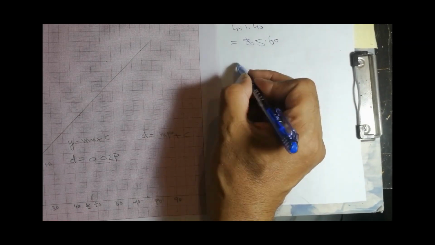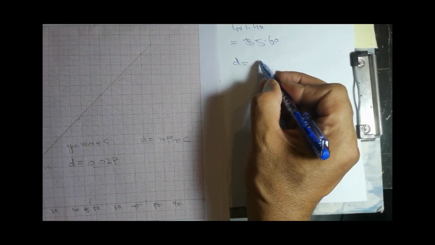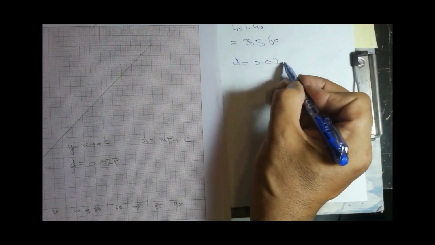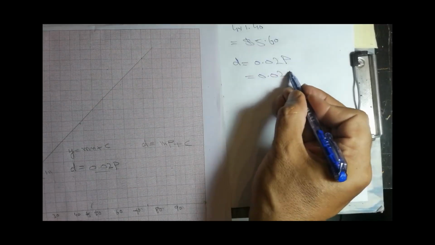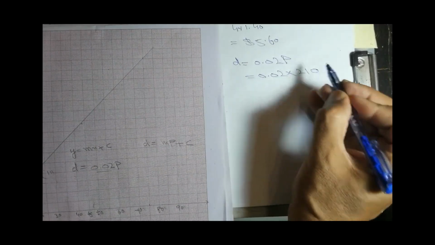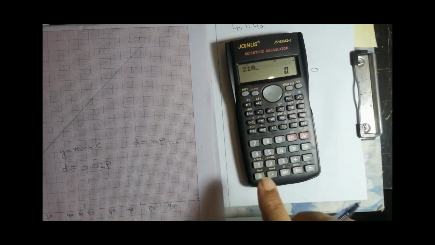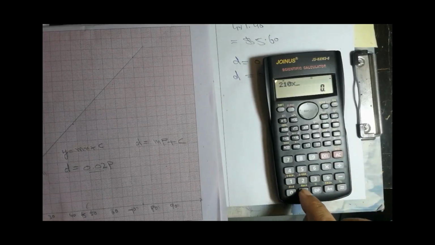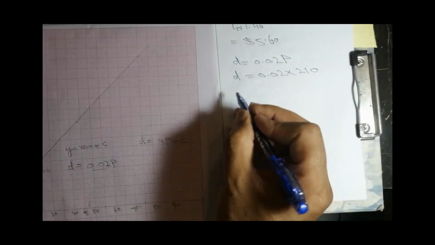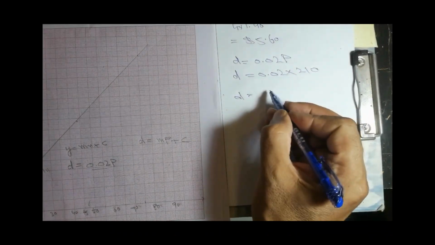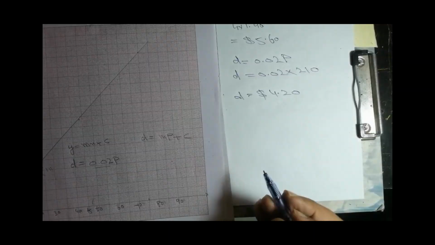So part 3, D equals the discount or reduction, which is 0.02 per point. The customer has 210 points, so 210 multiplied by 0.02 equals 4.2. So this reduction is $4.20, and this is a reduction.